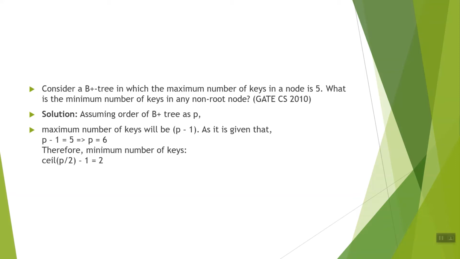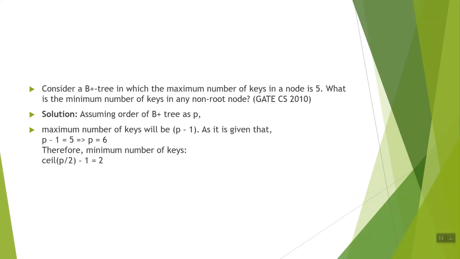That means the order will be 6, one more than the keys, because the pointers start before the key and remain between 2 keys, and also after the last key there is another pointer, so it will be one more than the total number of keys, 6. Now the formula for counting the minimum number of keys is ceiling of order by 2 minus 1, that is 6 by 2, 3, minus 1, 2.